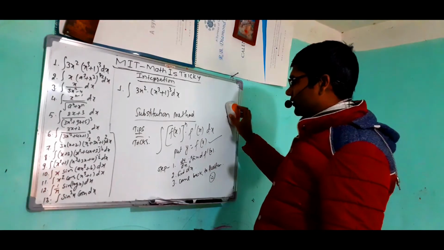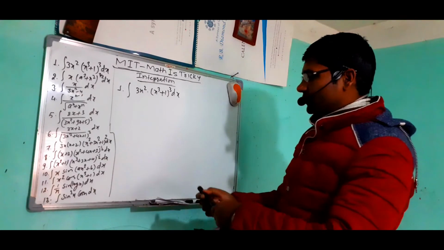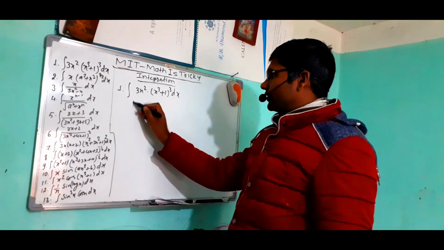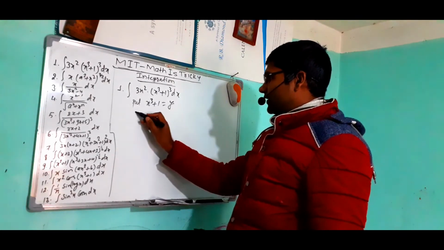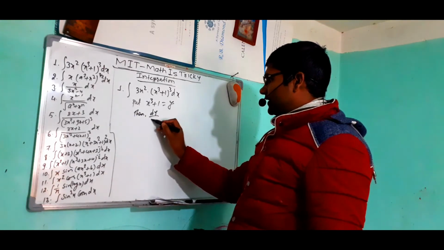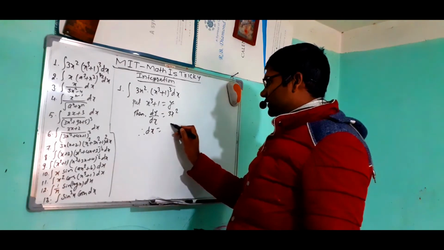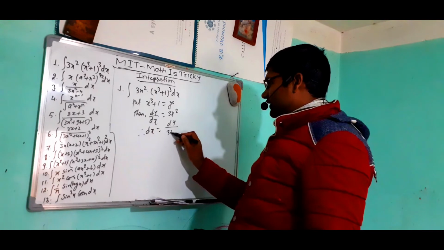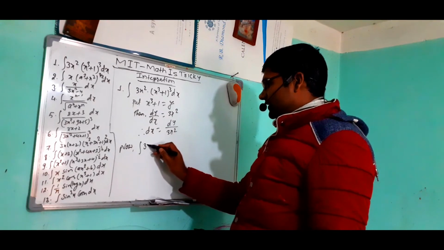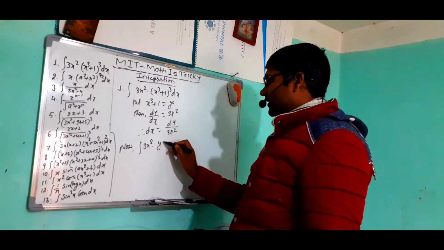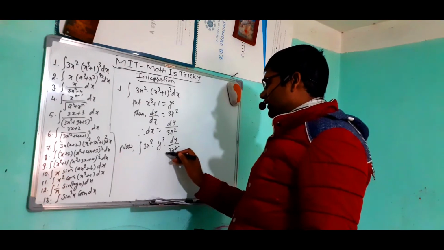Let me solve and show you. Question number 1, first one. As before, I'll be using these 3 steps only. So here put x cubed plus 1 equals y, then dy by dx equals 3x square, therefore dx equals dy by 3x square. Now come back to the question. So it is simply 3x square times y cube, dx is dy by 3x square, and this is solved.